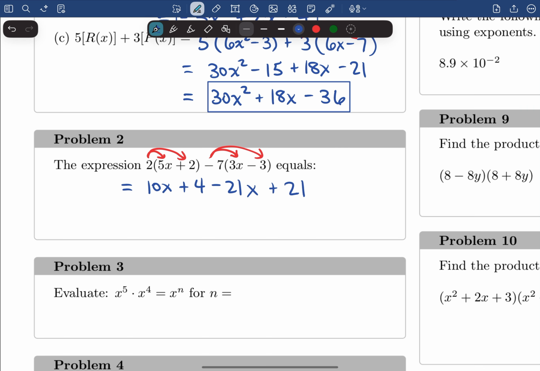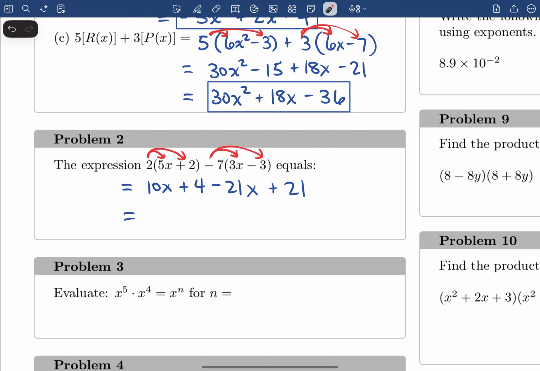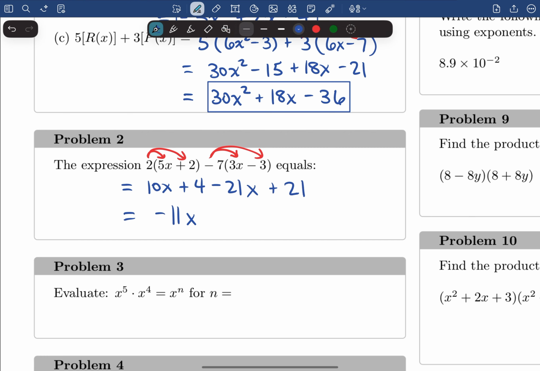There we go. And now, lastly, I'm going to combine linear terms, 10x and negative 21x, to make negative 11x. And I'm going to combine positive 4 plus 21 to make a positive 25. I have simplified this expression. It equals negative 11x plus 25.